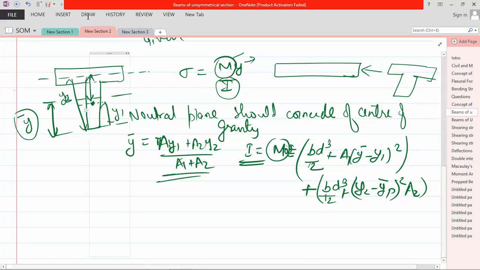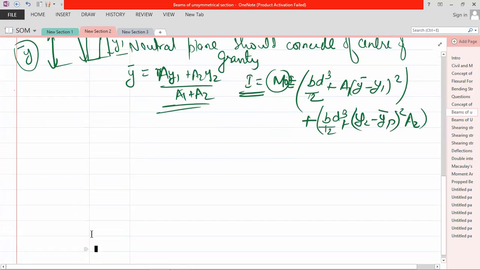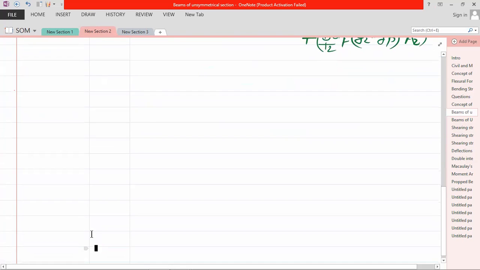I am just revising you. I hope you all studied this in mechanics. Now I am giving you a question. Just try to obtain it for the T section. This will not come in exams very frequently, but you need to know how to solve this.